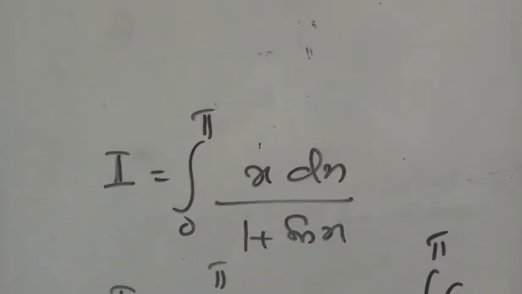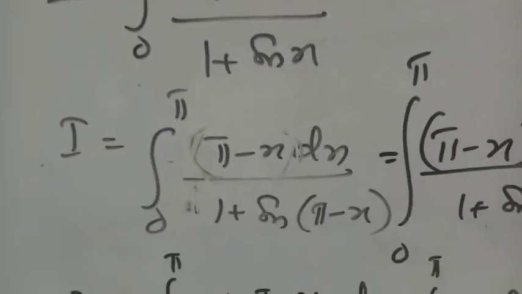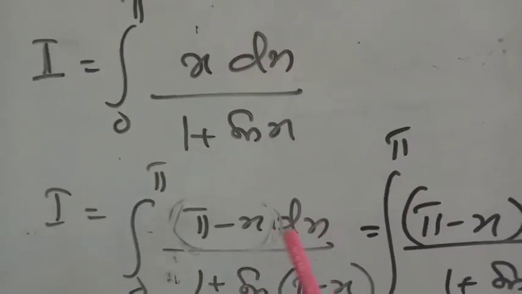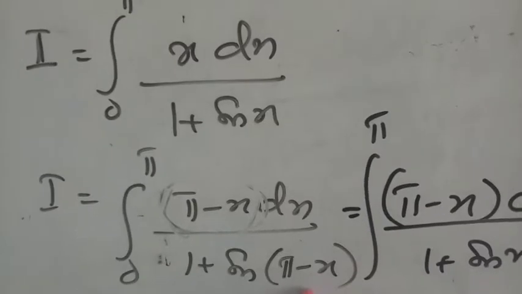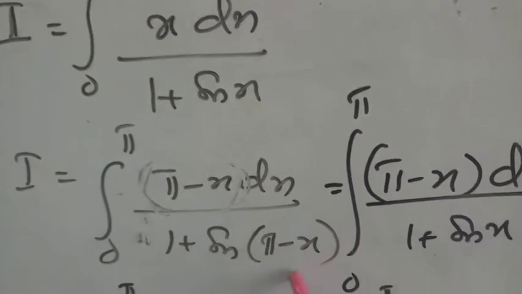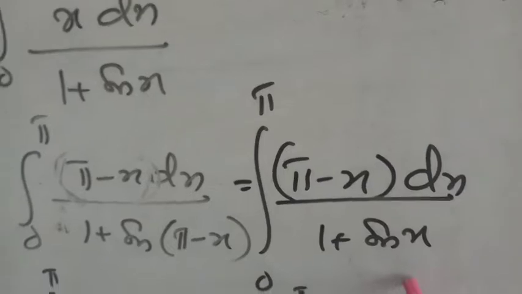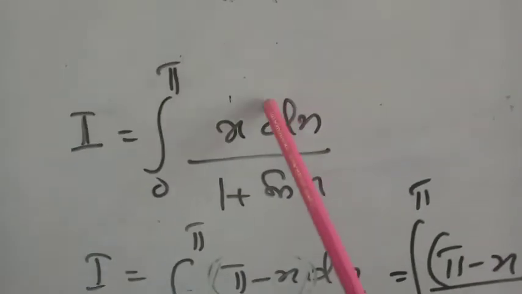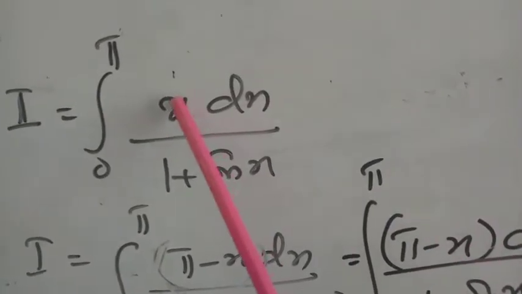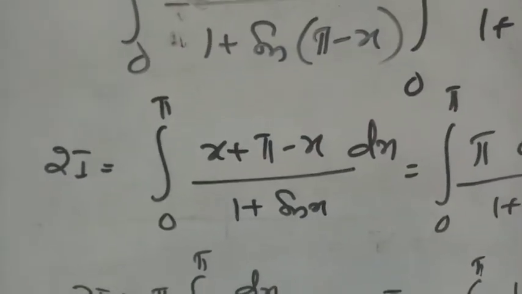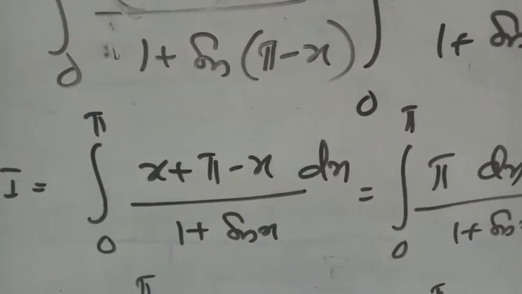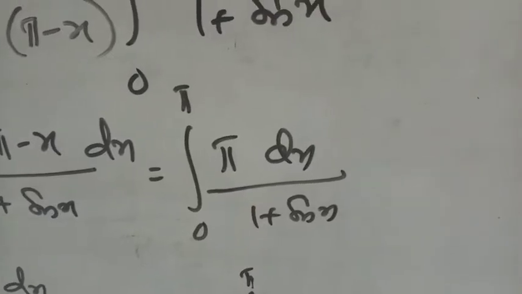Let I is equal to integral 0 to pi of x sin x dx by 1 plus sin x. Again I is equal to integral 0 to pi. For that x you can write pi minus x, dx by 1 plus sin of pi minus x. Now this sin of pi minus x is the same as sin x, you know, and the numerator is pi minus x, dx by 1 plus sin x. And what happens by adding these two: the numerator x and minus x will be cancelled, and you will get 2I is equal to integral 0 to pi of pi dx by 1 plus sin x.